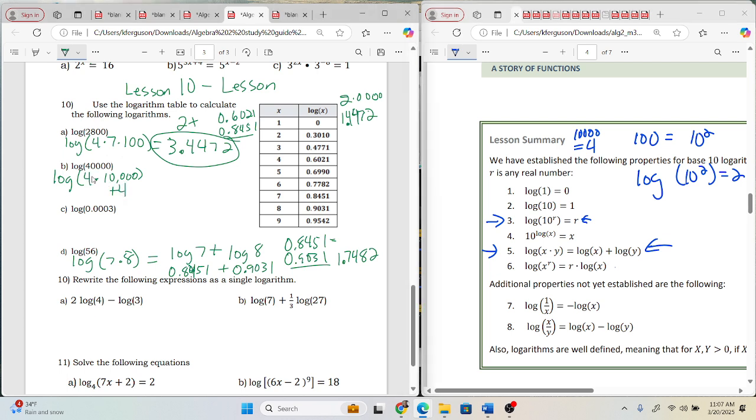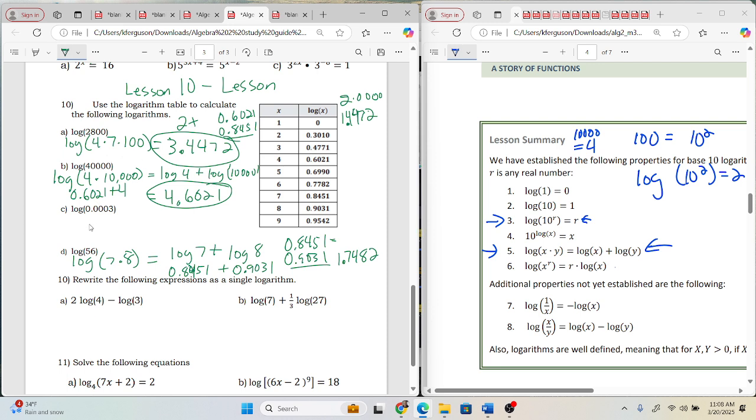The log of 4, well, let me rewrite this real quick. It's log of 4 plus the log of 10 grand. So we got the 10 grand, that's 4. So what's the log of 4? 0.6021. So I'm going to add 4 to that, and my answer is 4.6021. So anybody got any questions on that? Does anybody have any questions on that?